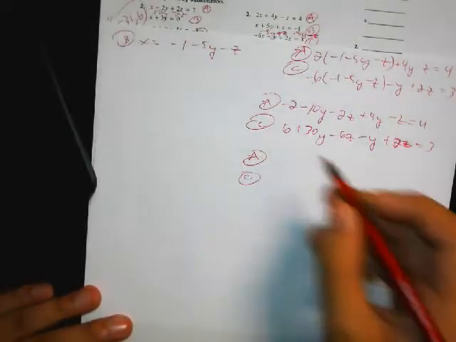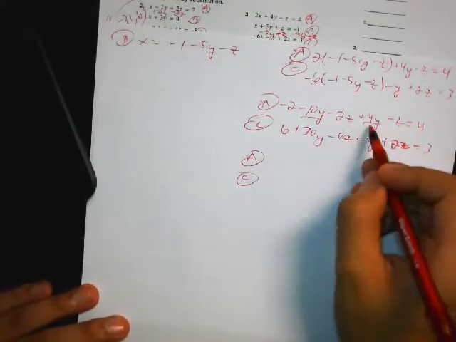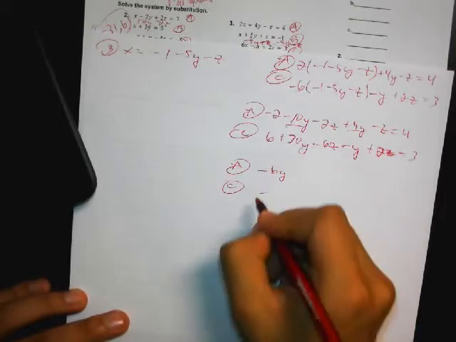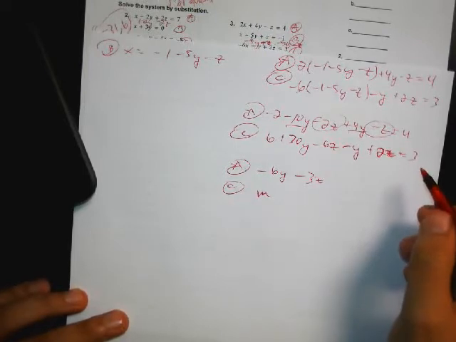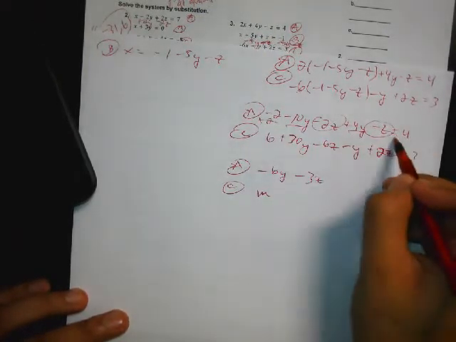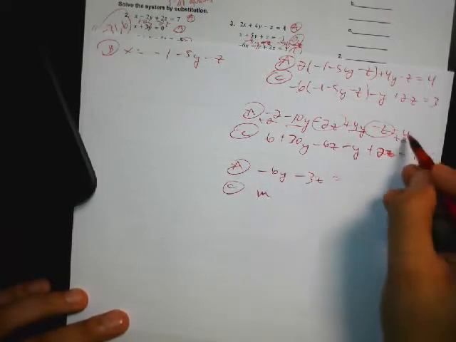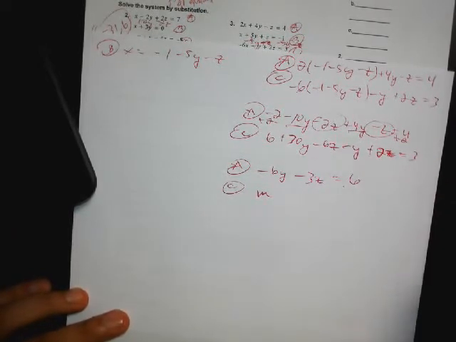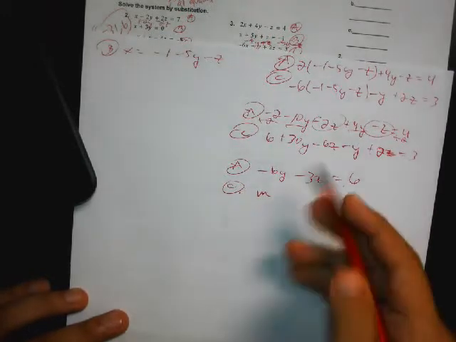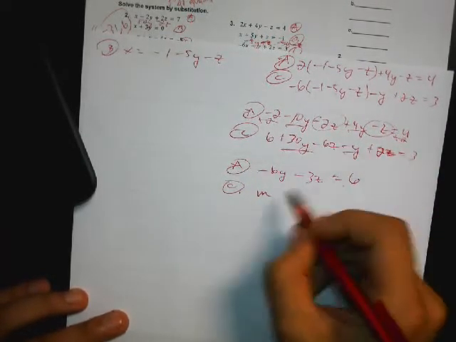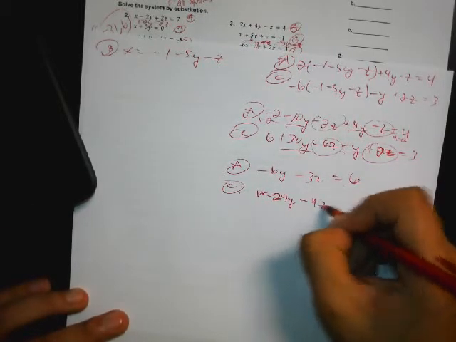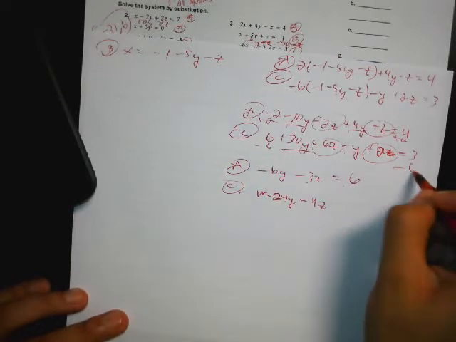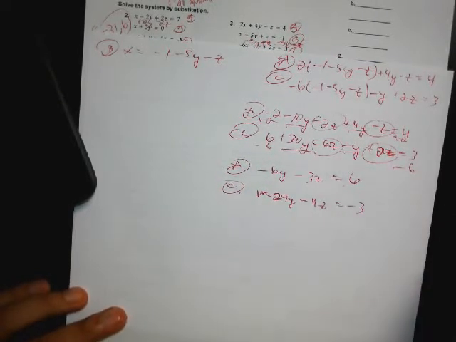Combine your like terms. Negative 10y plus 4y is negative 6y, negative 2z and negative z, negative 3z, and I'm going to add 2 to both sides. And then c, I'm going to do the same thing, 30y minus y is 29y, negative 6z plus 2z is negative 4z. And then subtract 6 on both sides.